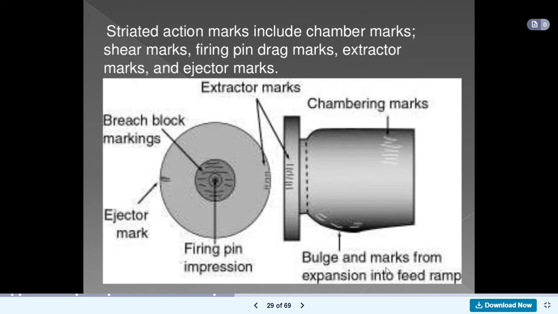Bulges and marks from expansion into the feed ramp. It creates expansion, right? Because of the heated action from the propellant. Feed ramp.